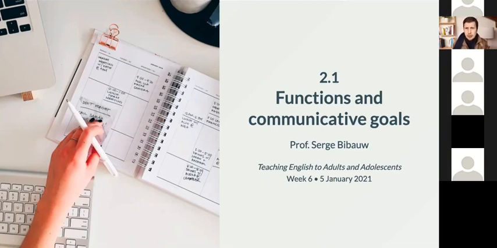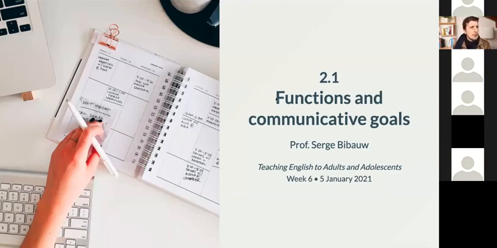So I will talk a little bit about curriculum and syllabus today, and about functions and communicative goals, and I hope it will be easier for you to understand at the end. And then for the next few weeks, we are also going to work actively on creating a curriculum and then creating lesson plans for this curriculum. So creating a communicative curriculum. That's something you will be working on with your team.